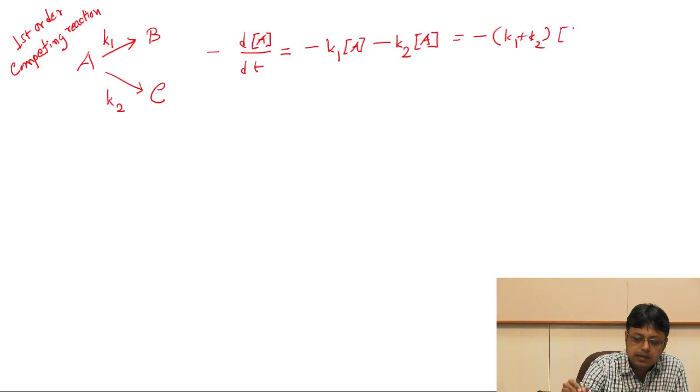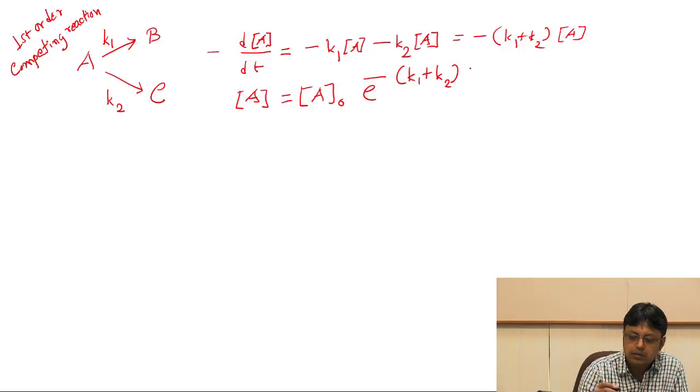Now you can easily integrate it out. It's a first order rate equation. So A is A0, where A0 is the initial concentration of A, times e to the power minus (K1 plus K2) times t. Now we can plot it, but before we plot it, let us see how the concentrations of B and C vary.